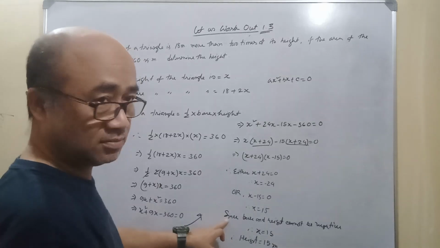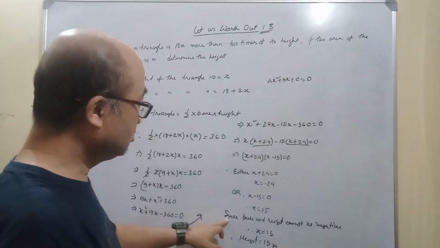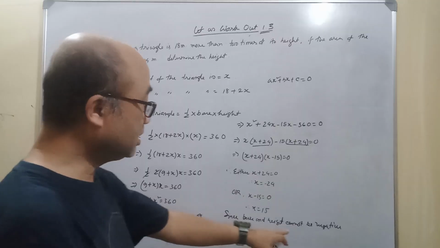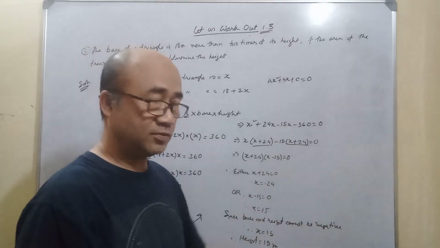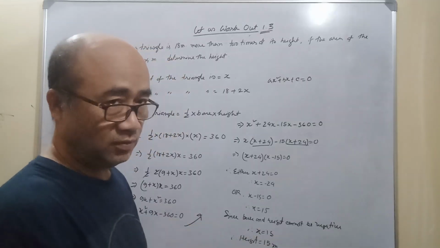And remember to put the reason before the final answer. You are rejecting the negative value. Why? Because base and height cannot be negative. So we are taking the positive value.